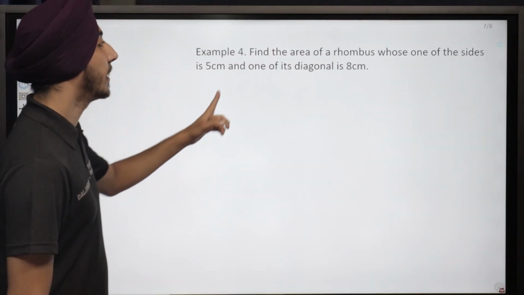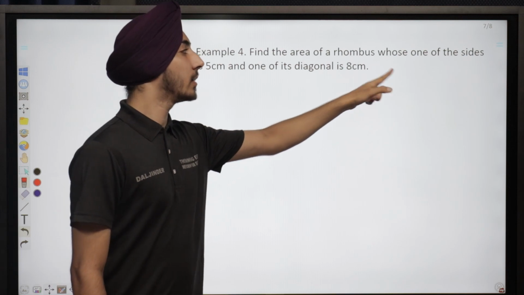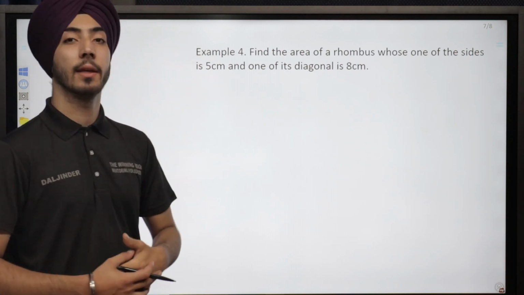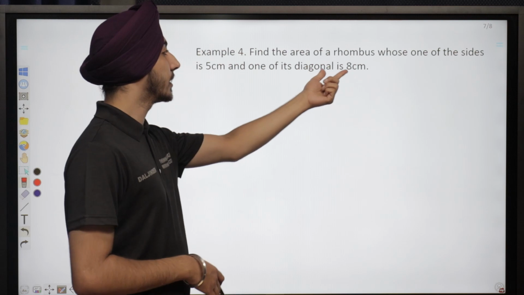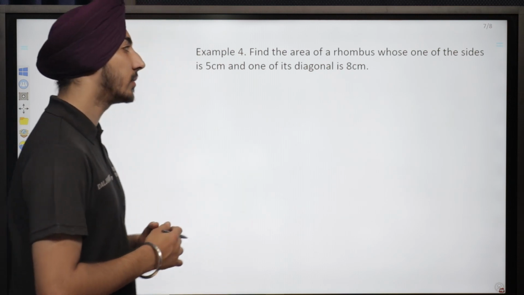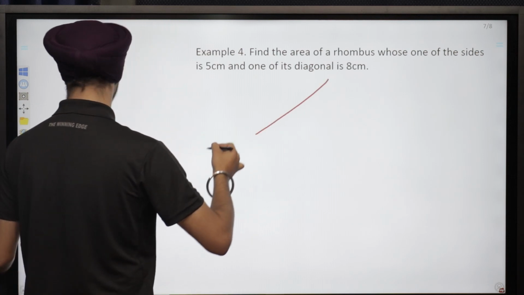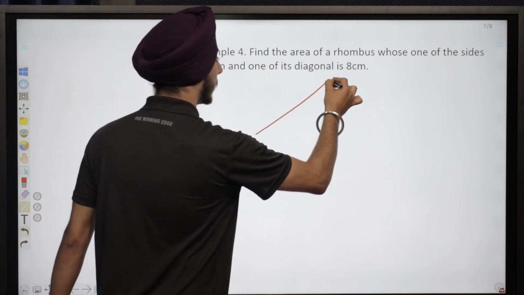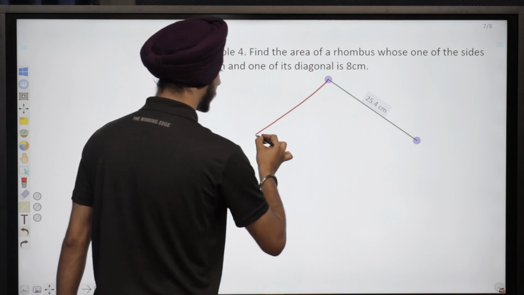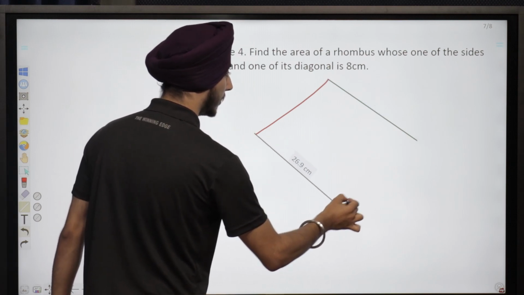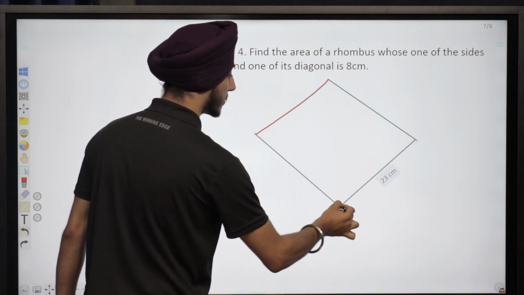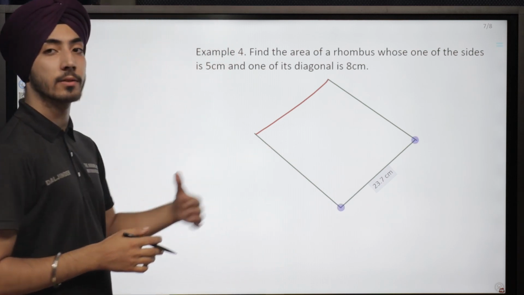Example number 4 says find the area of a rhombus whose one of its sides is 5 centimeter and one of its diagonals is how much? It's 8 centimeter. So first of all we'll be drawing a rhombus and then we'll be seeing what values we have to put into it. So this forms the basis of a rhombus.